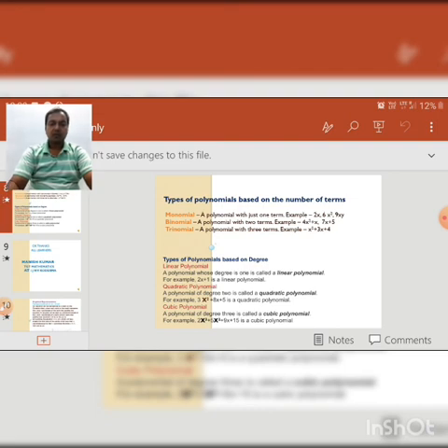Next, trinomial. A polynomial with three terms. Example, x square plus 3x plus 4. Another example, a plus b plus c. Another example, x plus y plus z. These are examples of trinomial polynomials.